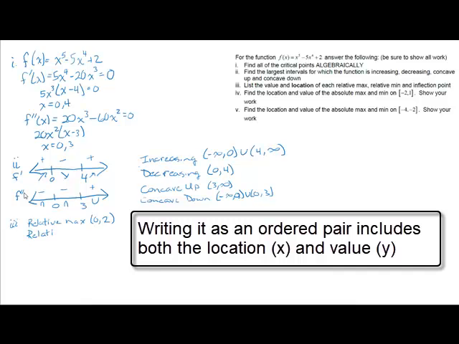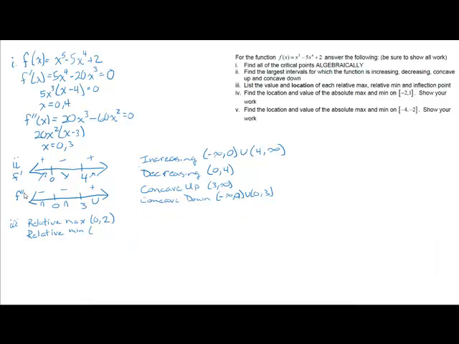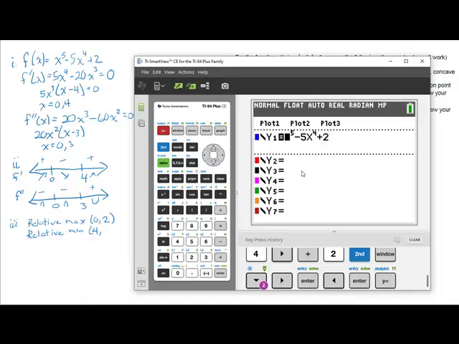We also have a relative min. We can see it from our number line, which is why I like the number line. It makes it very obvious. Decreasing, increasing, there's a relative min at 4 comma. Now we got to put 4 into our function, so for that I'm going to use the calculator, and I want to show you how we can do that in a nice slick way.